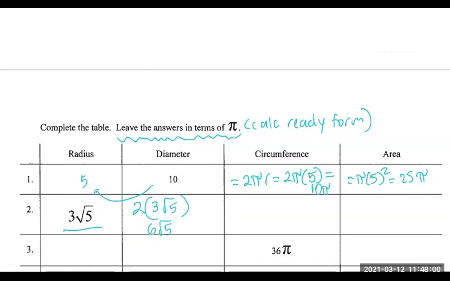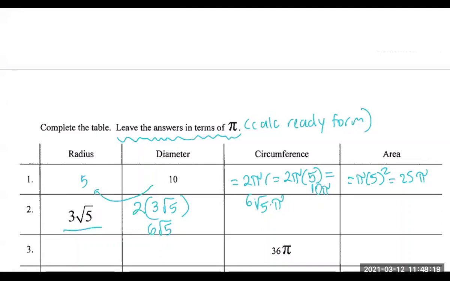Since this is asking for just the diameter, I'm going to leave that. I think Mia answered the question for circumference. If the circumference is described as d times pi, you guys can just attach a pi at the end of this to say 6 rad 5 times pi.